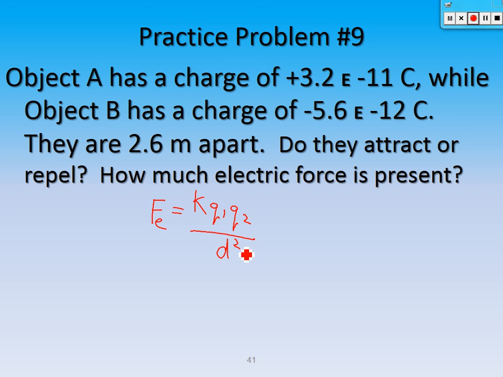Okay, so let's go and plug in. Again, K, I will always give you, 9 times 10 to the 9th. So let's plug that in here. So 9E9. What's Q1, guys?